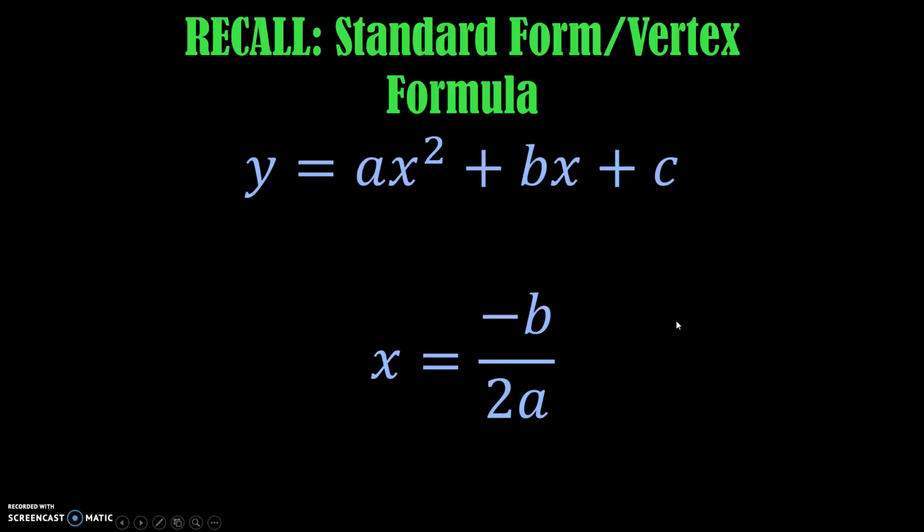Just recall that way back when we did the standard form, we've been working with that for a while. That's the ax squared plus bx plus c. We also have the vertex formula that we use to find the vertex of a quadratic equation. Just find the x value, which is the negative b over 2a, or opposite b over 2a. We're going to bring all that back now.